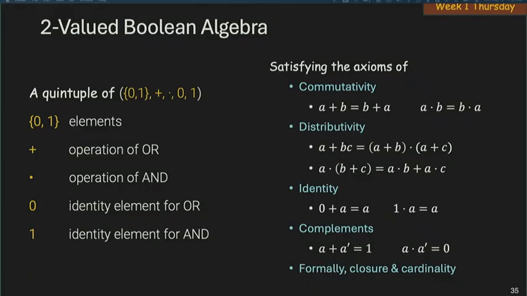And formally speaking, there's also closure and cardinality. Closure is just saying that the output should be one of your input symbols. You cannot have 0 plus 1 equals 2. All of the outputs have to be 0 and 1, same as your input space. And cardinality is saying that you have to have at least 2 elements in Boolean algebra. Right? So those are like trivial truths pretty much. You don't have to worry about them.